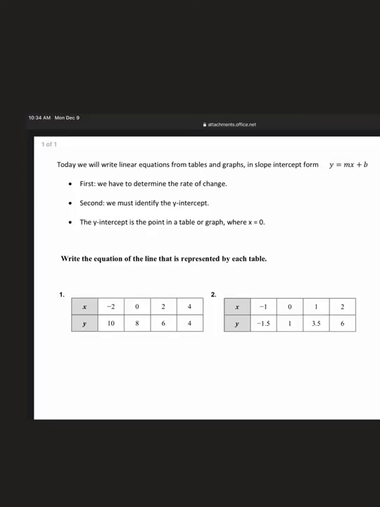Today we will write linear equations from tables and graphs in slope-intercept form, y equals mx plus b.